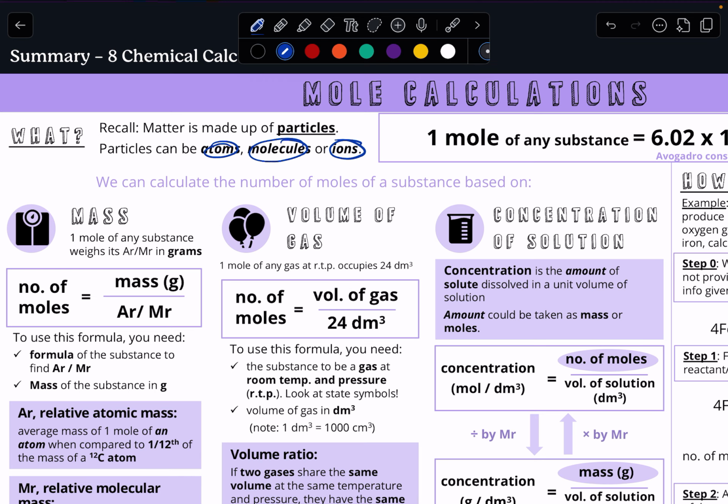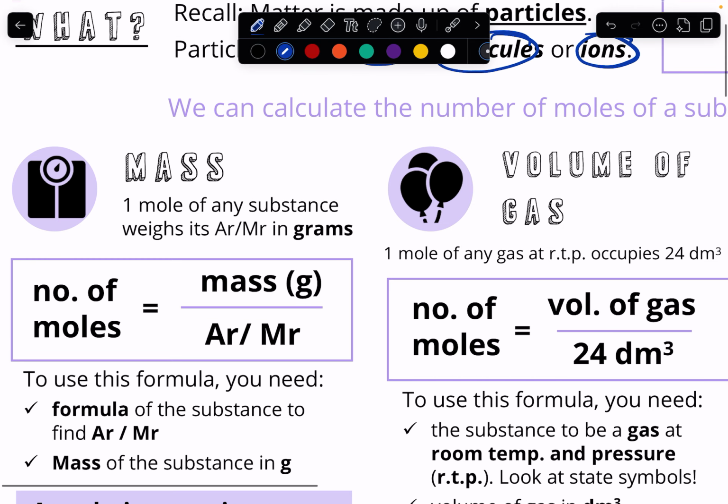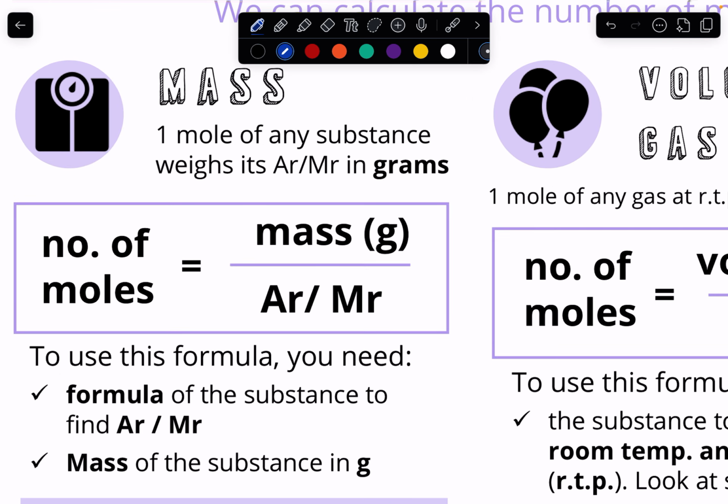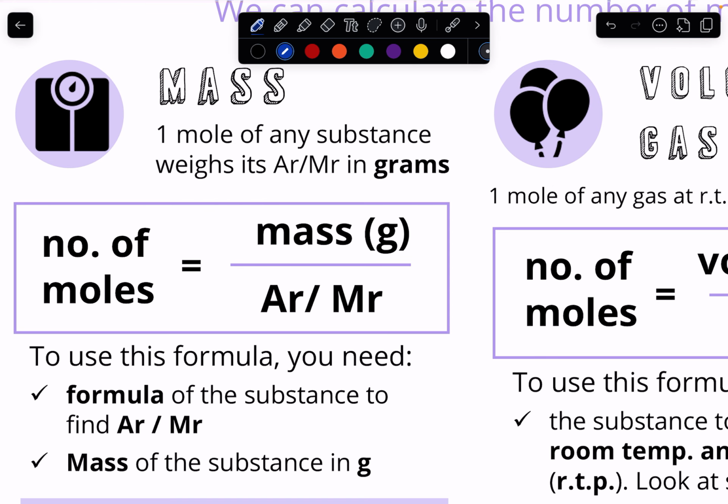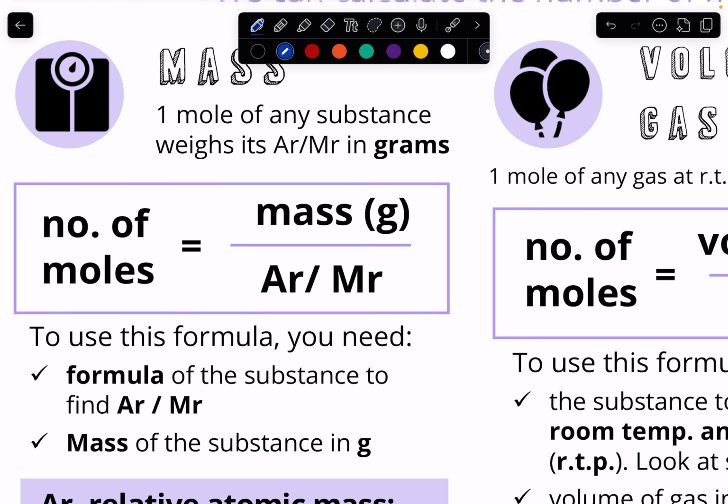But basically, we can calculate the number of moles based on its mass. If it's a gas, then we can use its volume. And if it's a solution, we can look at its concentration. Okay, so mass. 1 mole of any substance will weigh its MR or AR in grams. And how do we calculate MR and AR? We need to look at its mass number.